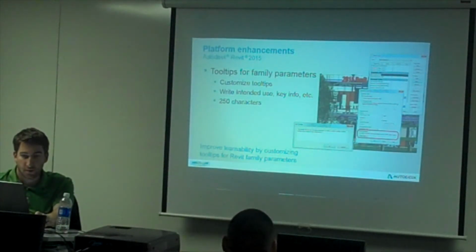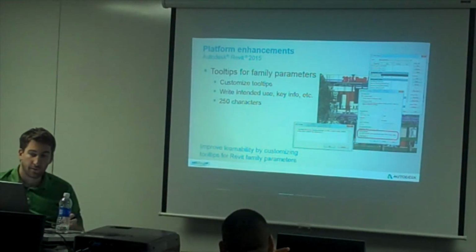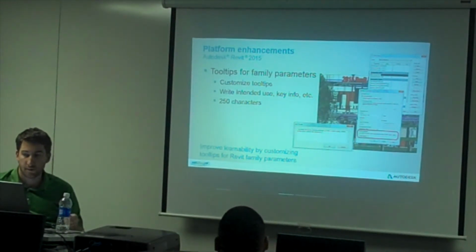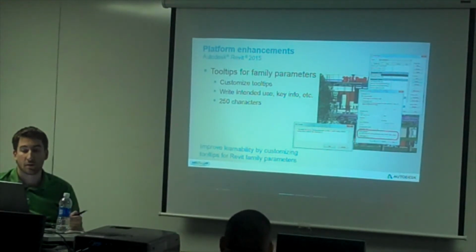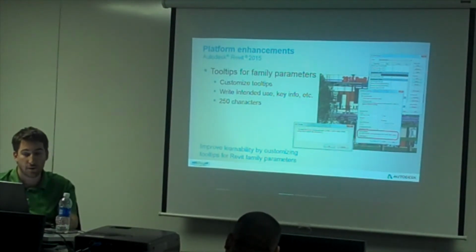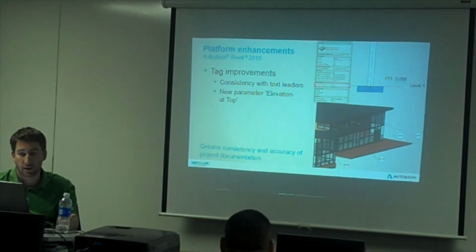Tooltips. So you can create your own tooltips now for your family parameters, so that as you hover over those families, you can surface that information up to 250 characters. So if there's a specific way you want to have that family used, or there's some key information, you can go ahead and include that.